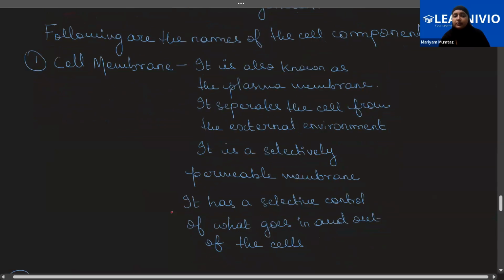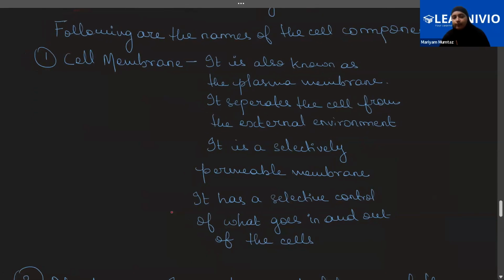Now, to begin with, we'll talk about the cell membrane. Cell membrane has another name, which is plasma membrane. So, if you say cell membrane or plasma membrane, the meaning is the same. It separates the cell from the external environment. Just imagine if this is the cell, then the cell membrane is present on the outer surface, protecting it from the external environment. And the nature of this cell membrane is selectively permeable.